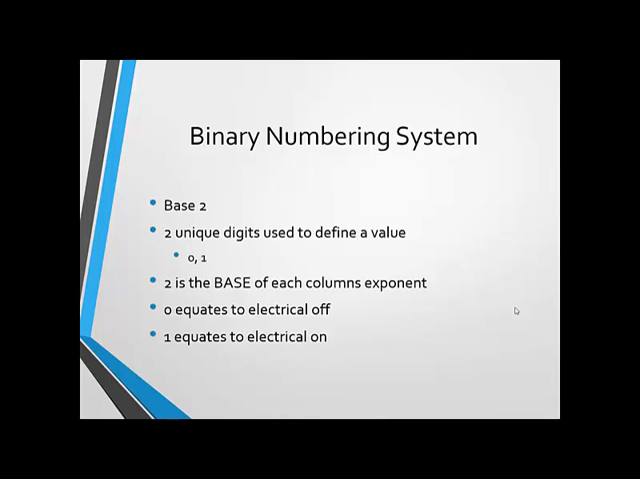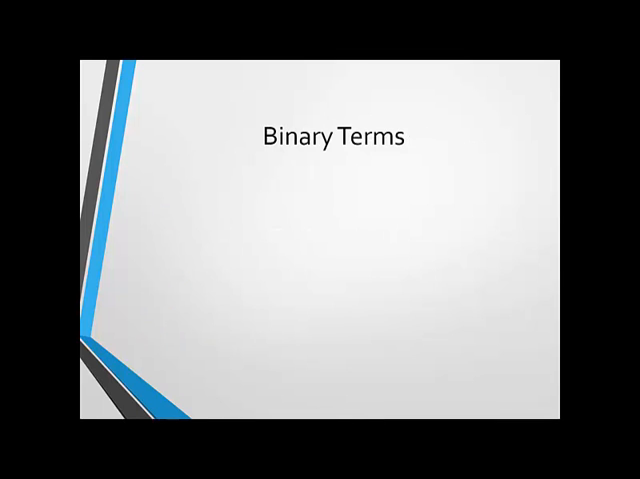And the reason that binary works so well with computers is because we can equate binary numbers to electrical signals. So for example, 0 can equate to an electrical off, and 1 equates to an electrical on. So we use binary through the basic hardware of the system, and it's very important to understand how it works. Now, some binary terms.